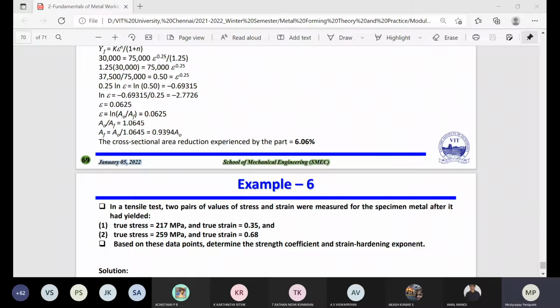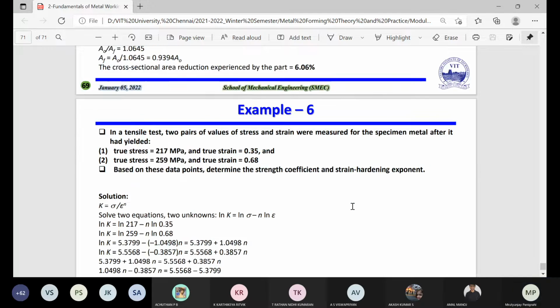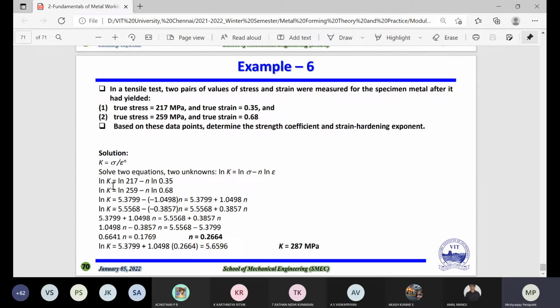How much is the n? Everybody is getting the equation, right? So you can follow the equation K equal to sigma divided by epsilon to the power n. I have taken the equation K equal to sigma divided by epsilon to the power n. This equation you know, right? Is it clear?